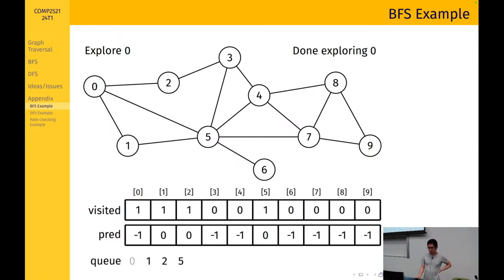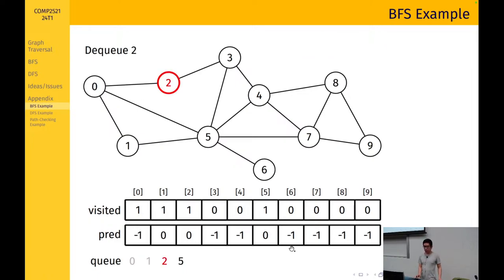Here's the next iteration of our loop. We dequeue 1. The neighbors of vertex 1 are 0 and 5. 0 has already been visited, so we just ignore it. But 5 has also been visited, so we ignore that as well. Now we're done with exploring 1. When we explored 1, there was nothing to actually do.